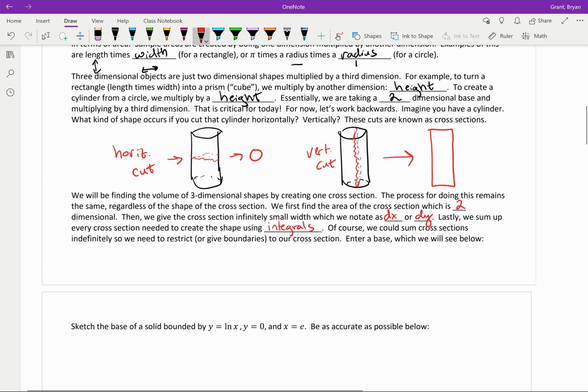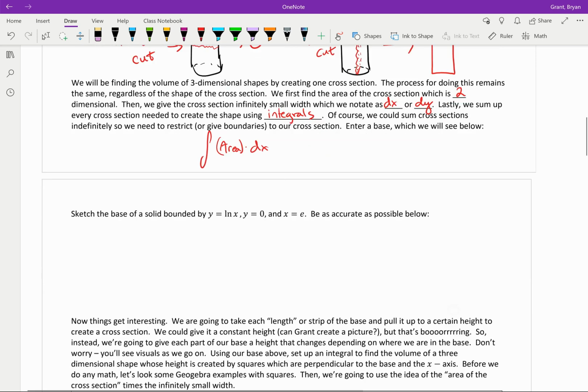Okay. Of course, you could sum cross sections indefinitely, right? They would go forever, so you need to give your integrals some boundaries. Now, what we're going to do really then is integrate some area function times dx, or it could be dy. And our area function is basically how you find the area of one of these shapes. So hopefully you're good with area of two-dimensional shapes. But then to make this really cool, we're going to make our base a weird shape, and then we're going to build really nice areas off of it. So let's see what this looks like.